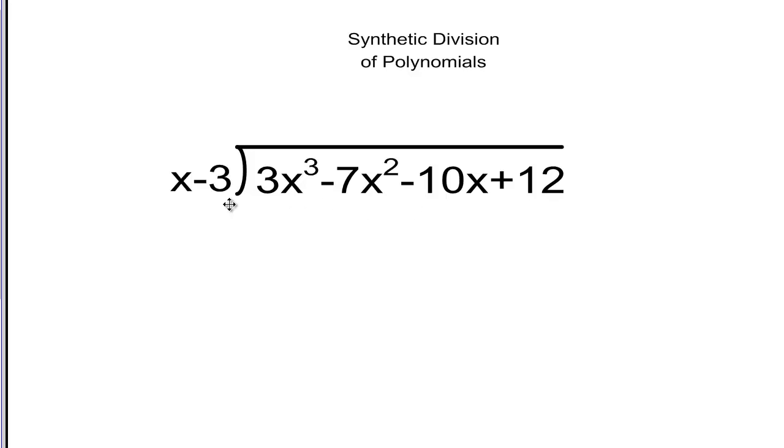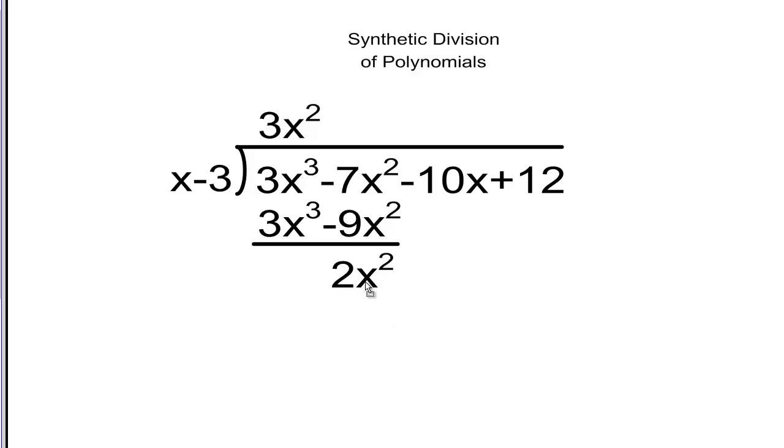We are going to look at synthetic division of polynomials. If I'm dividing this polynomial by this binomial, I wonder, how many times does x go into 3x cubed? I say 3x squared, and now I'm going to go through the whole deal where I multiply them together. And of course, I get 3x cubed minus 9x squared when I multiply that all out. And now I'm going to do the subtraction, and that gives me 2x squared.